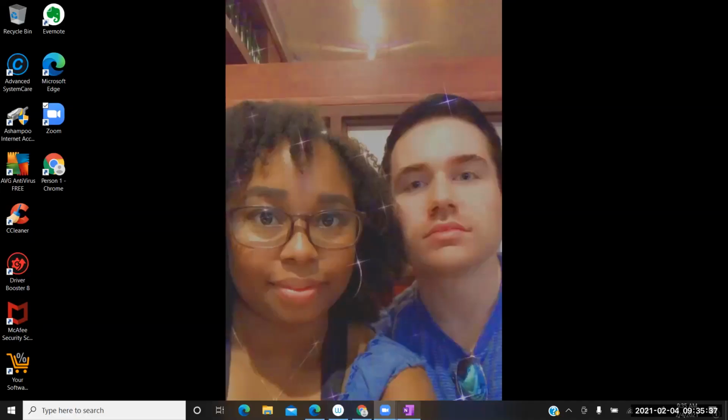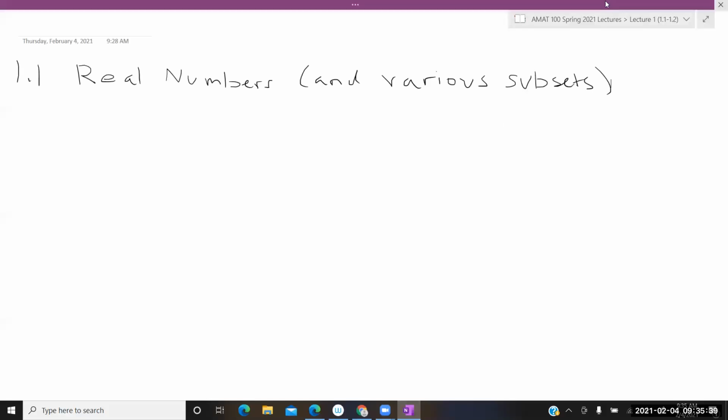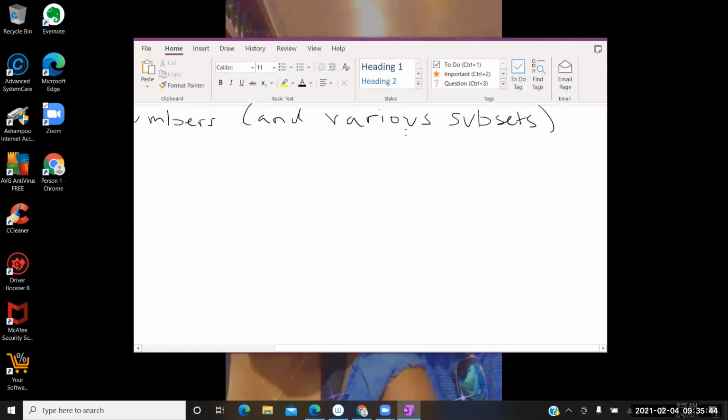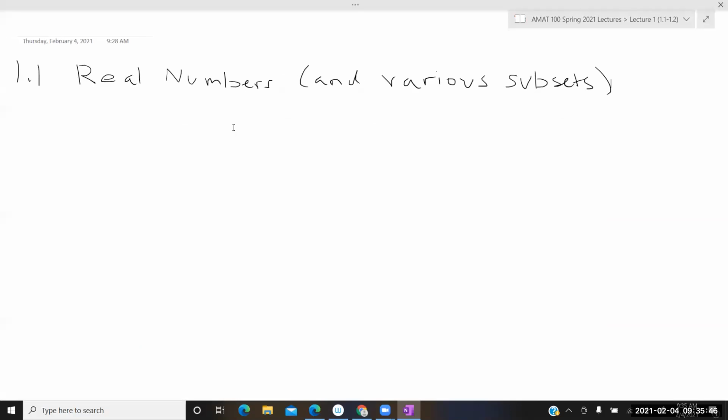Screen one, okay. So let's pull up OneNote. Section 1.1 is on real numbers and various subsets that we'll be dealing with. This is probably actually the harder of the two sections that I'm going to cover today, because it's going to deal with something perhaps you haven't seen yet, which is the notion of a set. Although it's fairly straightforward, it's still something new and might be a little confusing.